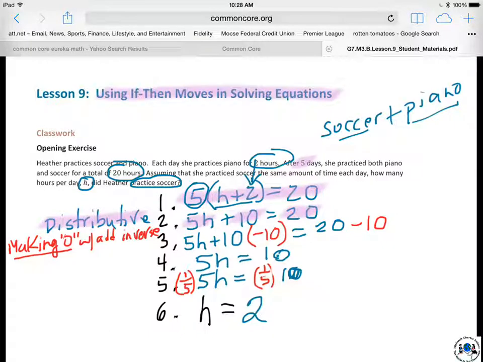Then we're going to make 0 with the additive inverse. We're trying to isolate that h, isolate the variable. All right, and we do that right here. What we do to one side, we do to the other. Then we have 5h equals 10. And now we are making 1 with the multiplicative inverse, right?